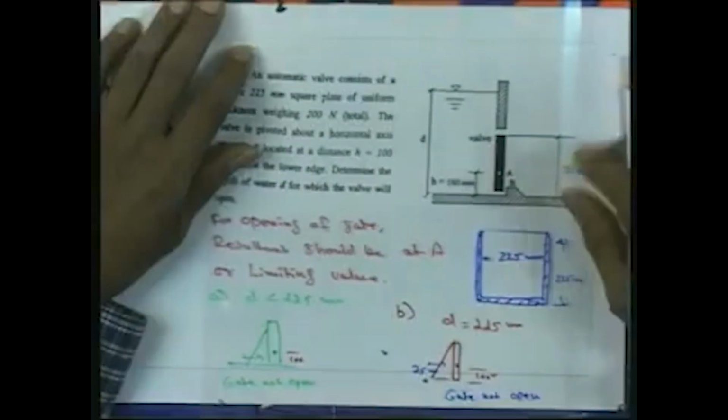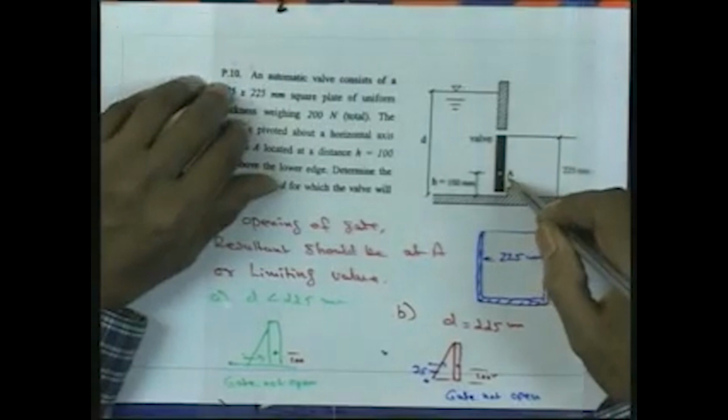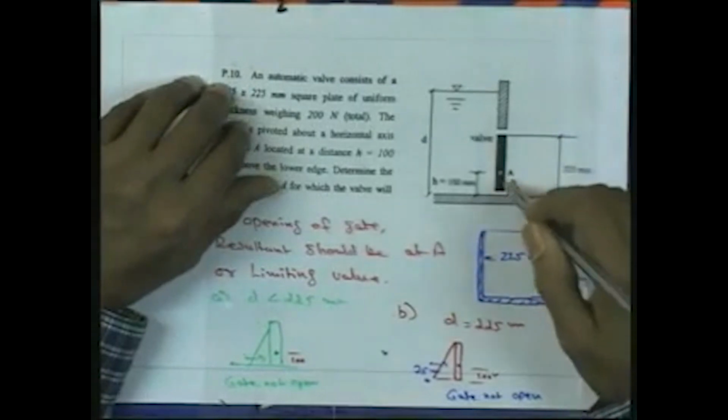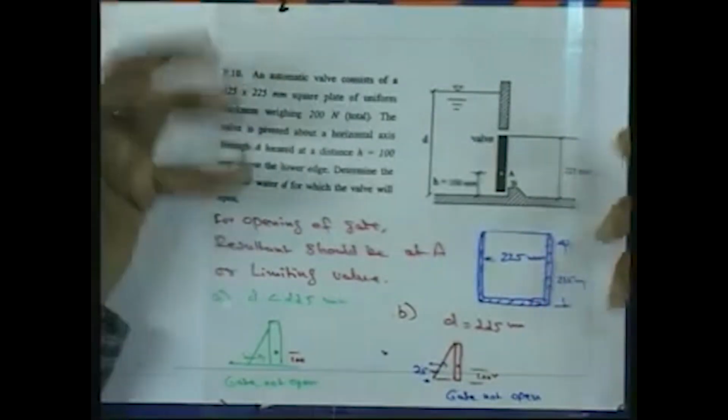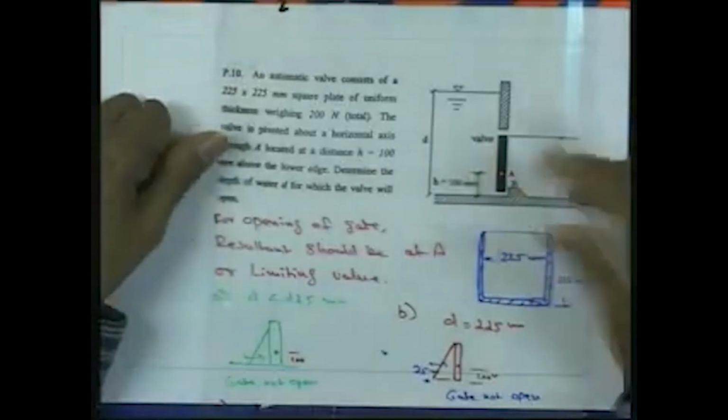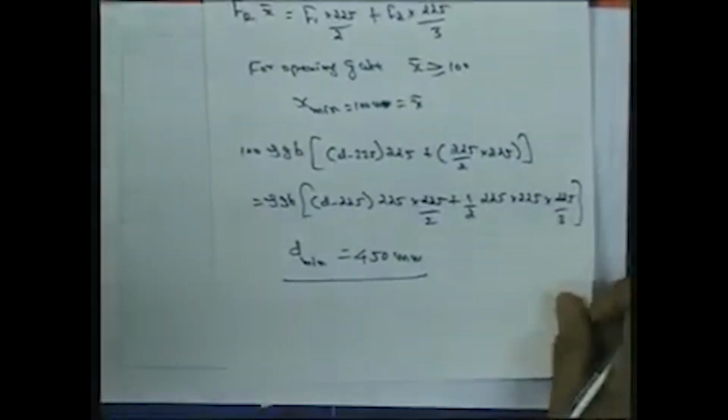So this way we can solve this problem where we discussed the pressure distribution and the force on the sluice gate, F1 and F2, and then after taking a moment with respect to this pivot, we wanted to see the minimum depth at which it will start to open. So that we have calculated as d minimum is equal to 450 millimeter.